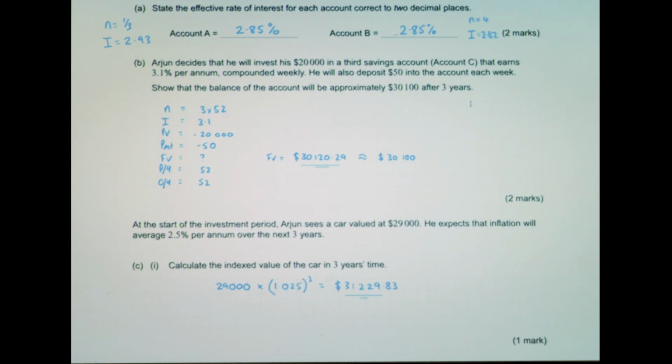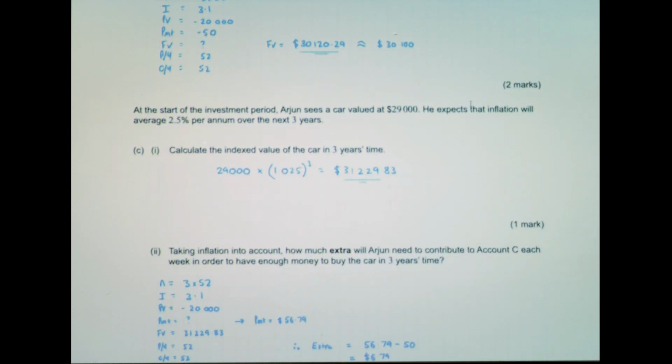We've got the initial 20,000 that's been invested, so that needs to go into PMT, and we've got the weekly deposit of the $50. We need to have the signs the same there, so both should be negative in this case. However, if a student had both as positive, they would get a similar kind of answer. I've given the answer and then approximately equal to the 30,100, but they didn't specifically have to state that. As long as we were getting close to the 30,120, that was okay.